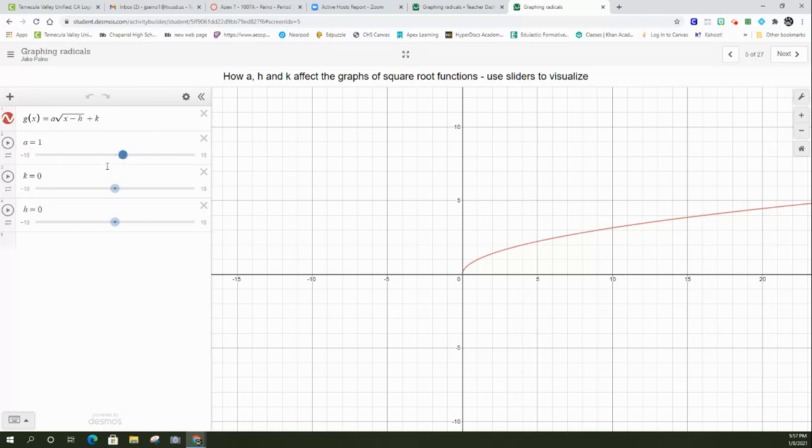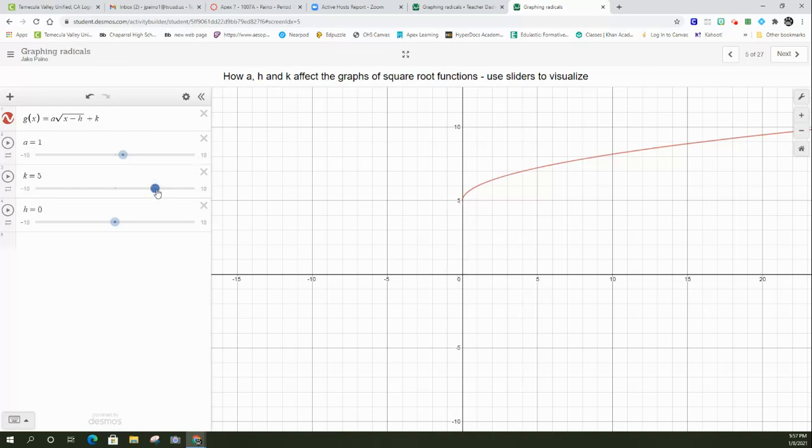So let's just take a look at those. Let's start with k. If I make k bigger, you can notice how the graph goes up. Now I make k 5. Look at that initial point. What's the initial point now? Now it's 0, 5. It moved the initial point up 5 spots.